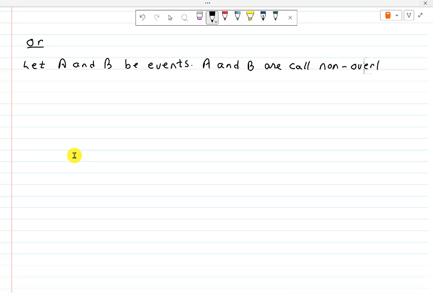Our next concept is a word called "or." As usual, let A and B be events. A and B are called non-overlapping if they cannot occur at the same time.